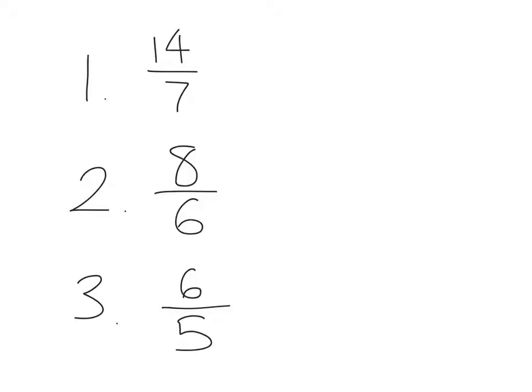All right, I'm going to leave you with 3 problems to try on your own. You can always scan back to previous parts of this video to see if you need any help. Number 1 is 14 over 7. You need to change that into a mixed number. Number 2 is 8 over 6. Number 3 is 6 over 5. Remember that if you can simplify, you need to try to simplify. All right, good luck.